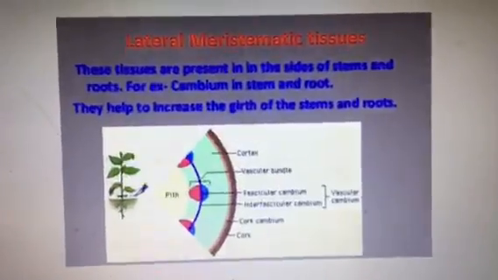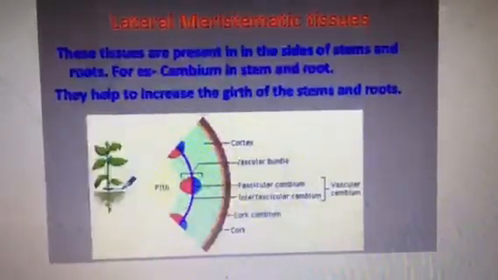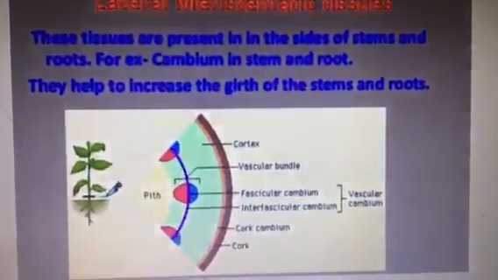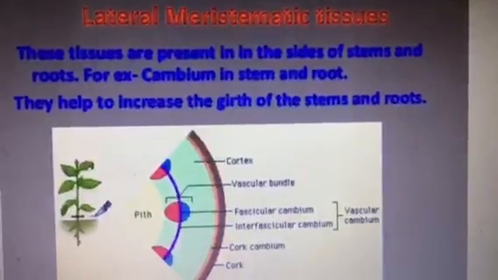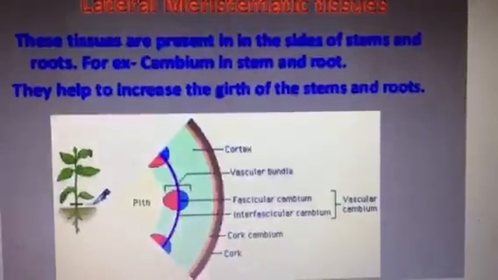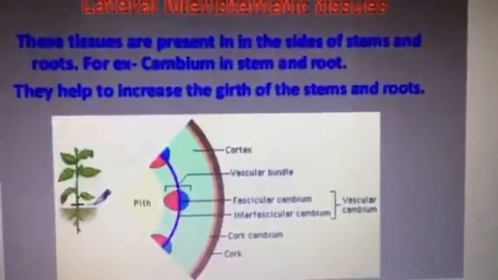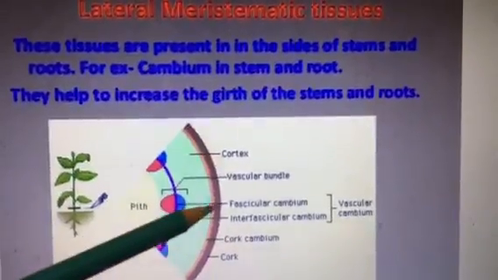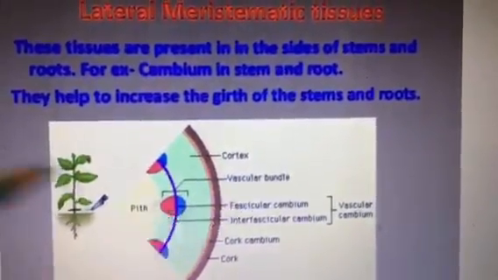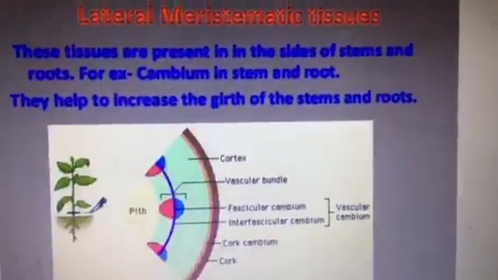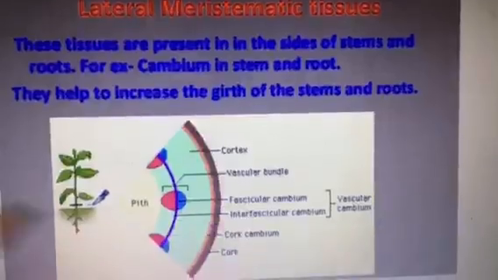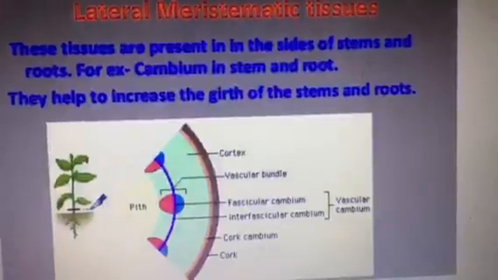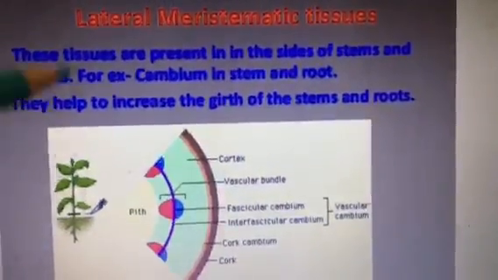Then let's come to the lateral meristematic tissue. Lateral meristems are meristems present along the sides of the stem and roots. They appear only after the maturation of the plant part. After primary growth, you can see here the vascular bundle and vascular cambium; intervascular cambium and vascular cambium fuse to form a vascular cambium during secondary growth. Basically, lateral meristem helps to increase the diameter of root and stem.